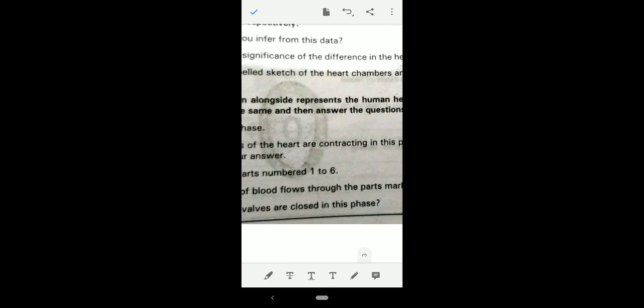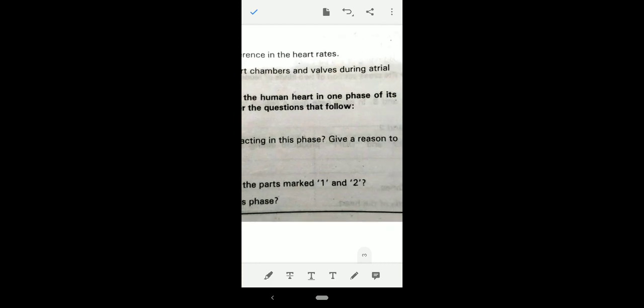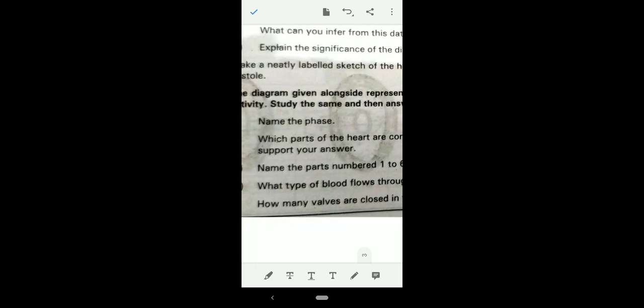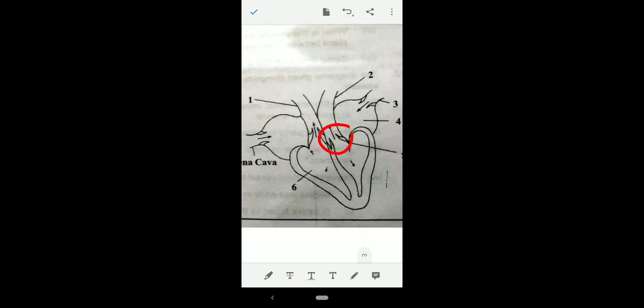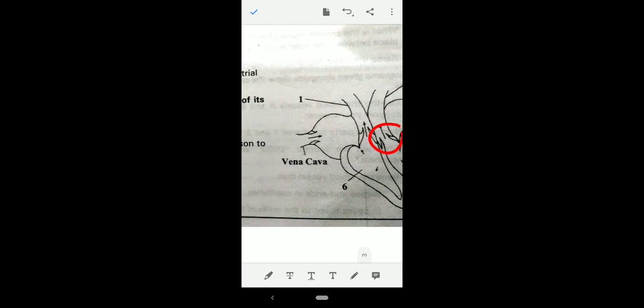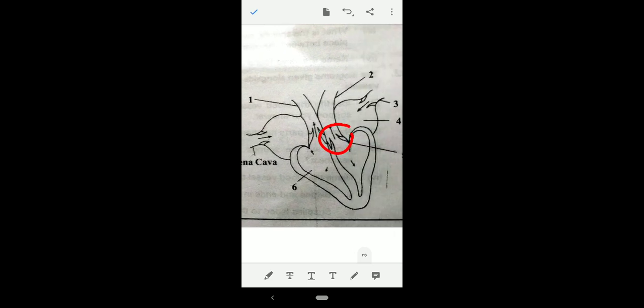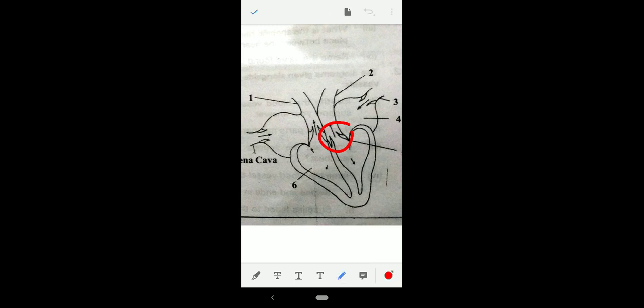Our next question is: which part of the heart is contracting? That is the ventricle. In this phase, give a reason to support your answer: because semilunar valves are open. Name the parts number 1 to 6. Part 1 is the pulmonary semilunar valve. Part 2 is the aorta. Part 3 is the pulmonary vein. Part 4 is the left auricle. Part 5 is the aortic semilunar valve, and part 6 is the right ventricle.